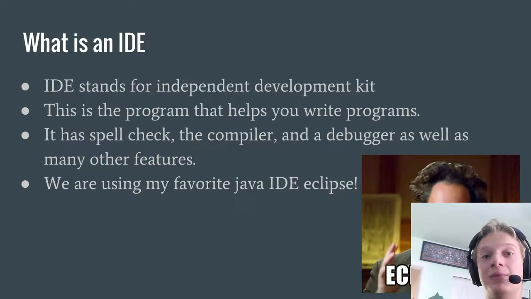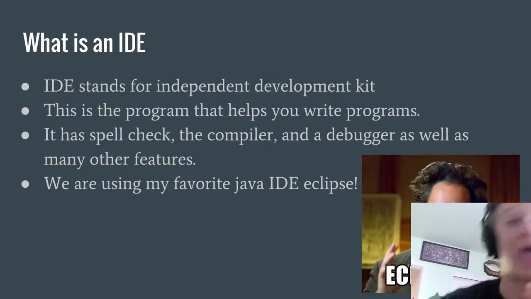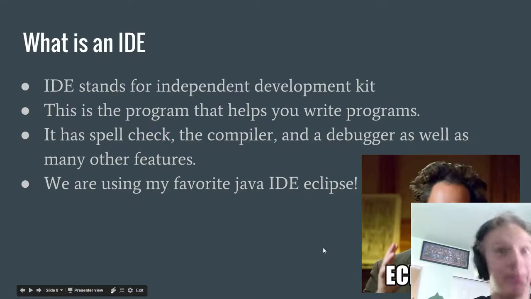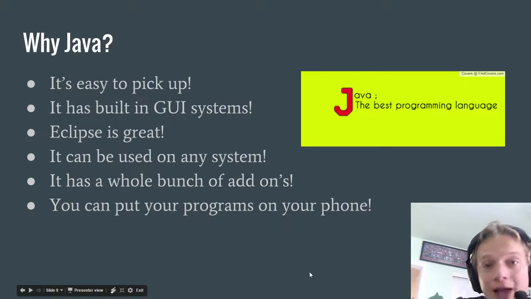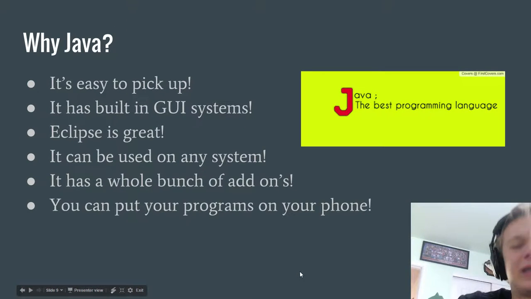You won't be able to seg fault with the IDE. It'll tell you if it's going to seg fault once you run it. And it's got spell check, autocomplete, a whole bunch of very nice tools, as well as a debugger, which is incredibly important. So why Java? Why would we learn Java as opposed to C or JavaScript or Python?